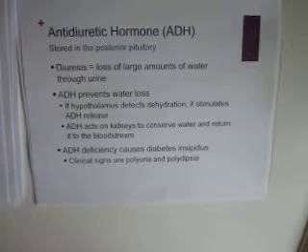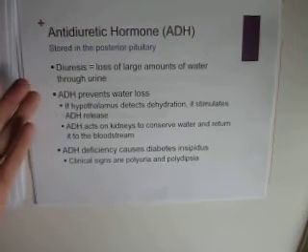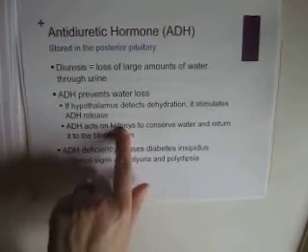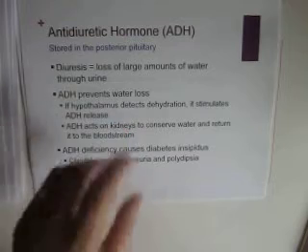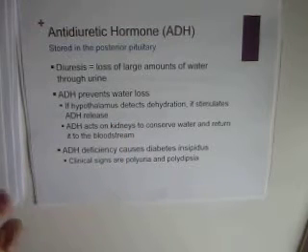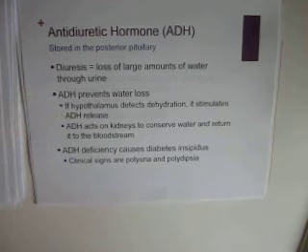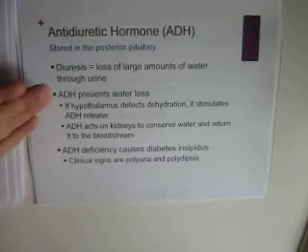Moving on to the posterior pituitary gland, we have the antidiuretic hormone, and it's stored in the pituitary gland. Stored there because it was made up in the hypothalamus. What is its target cell? Its target cell is the kidney, and the whole purpose of it is water conservation. Diuresis is the loss of large amounts of water through urine, so we're going to try to stop diuresis. ADH prevents water loss.